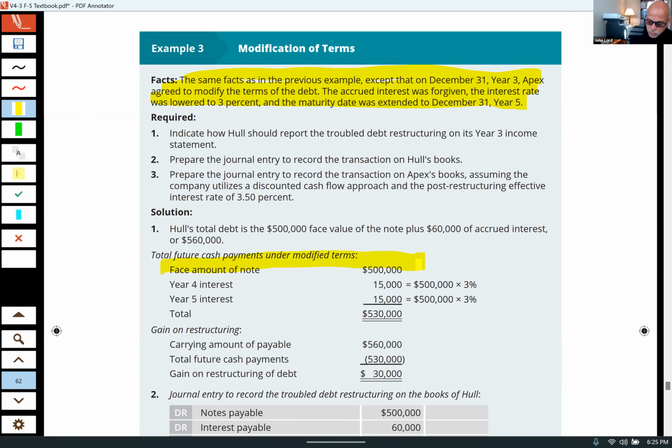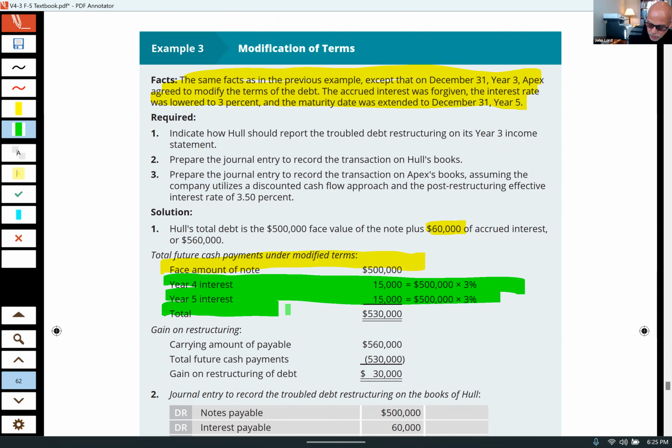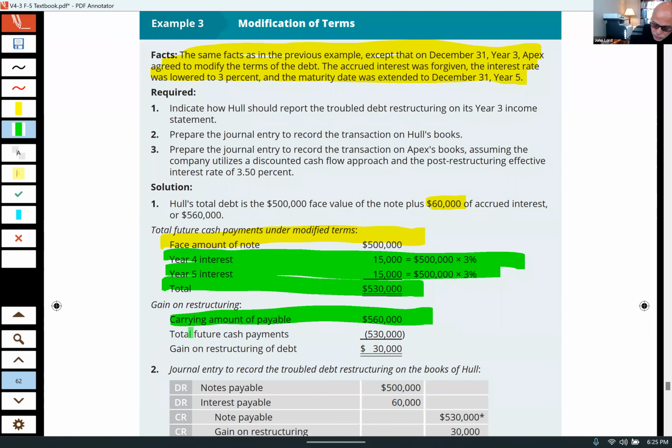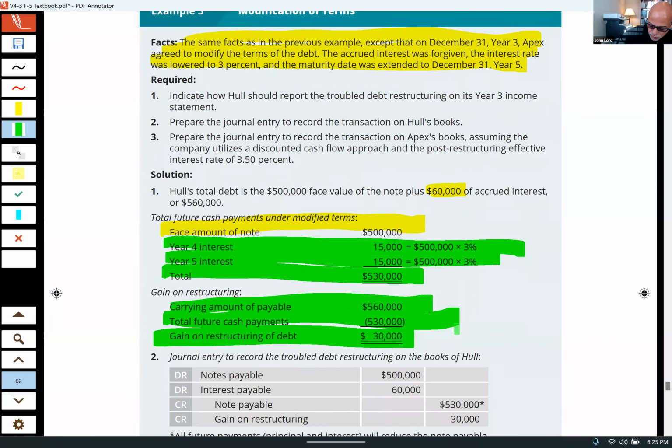Okay, they told us we'll forgive the 60,000 interest, but we're going to charge you interest, and they changed the terms to what? To 3% for years 4 and 5. So you're going to owe us a total of 530, undiscounted. Don't discount for the debtors. The carrying amount of the loan was 560. The total future cash payments undiscounted is 530. So that's a $30,000 gain on the restructuring.